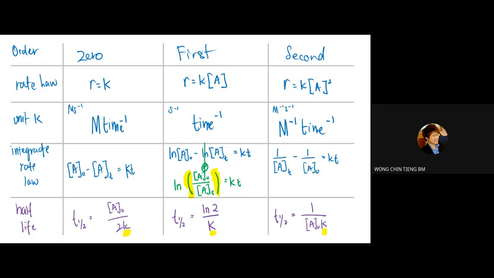Remember this, we'll look at it later. Okay? So, we want to focus a lot on the first order. Saya tak tahu kamu perasan ke tak, when you're doing your exercise tutorial, do you realize that most of the order that you come across is what?